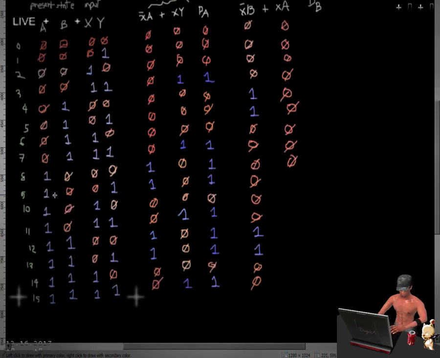And then on the 9th, it's going to be 1 and 0. That's still 0. And on the 10th, now it's going to be 1. And on the 11th, it's going to be 1. And then on the 12th, it's going to be 0. 13, it was a 0. 14, it's going to be a 1. And then 15, it's going to be a 1.